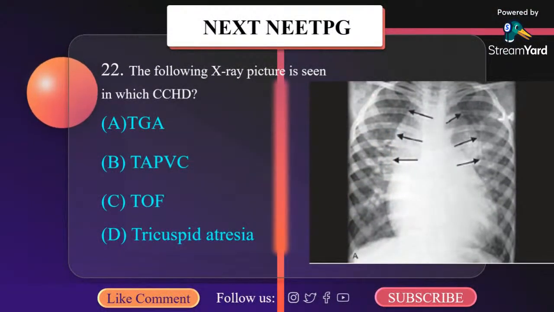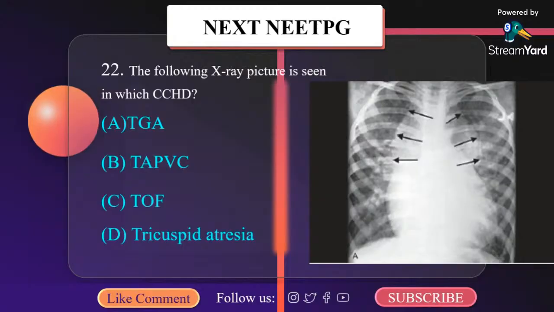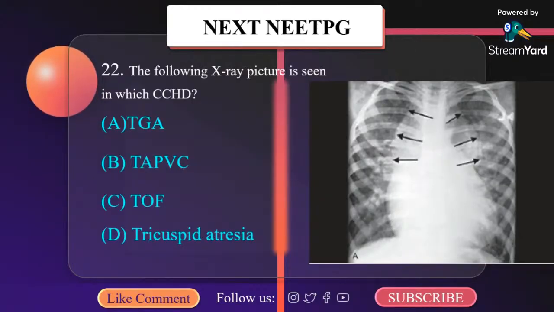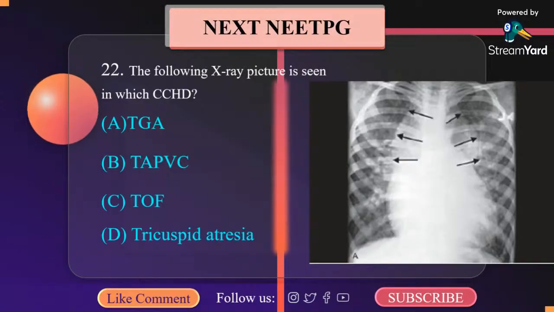The following X-ray finding is seen in which congenital heart disease? Well, you can see a snowman or figure of 8 appearance. It is seen in supracardiac TAPVC.